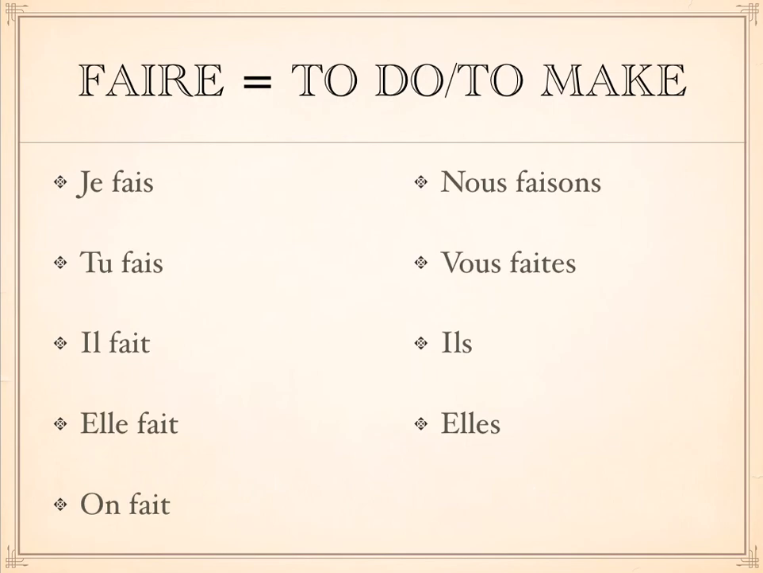And then finally we have ils and elles font. So we can see a little bit of a pattern with our irregular verbs, at least, in that O and T ending. So we had ils sont, ils ont, and now we have ils font.